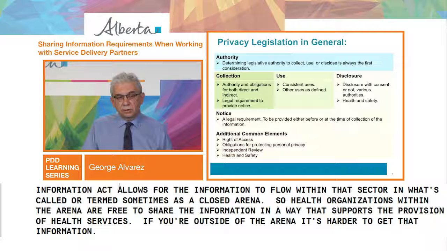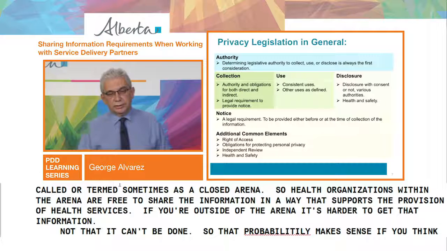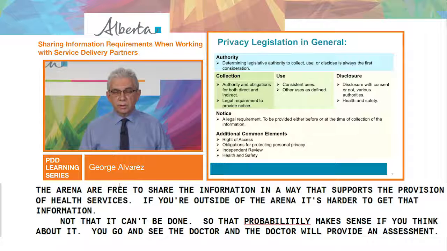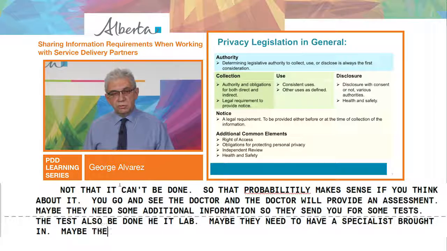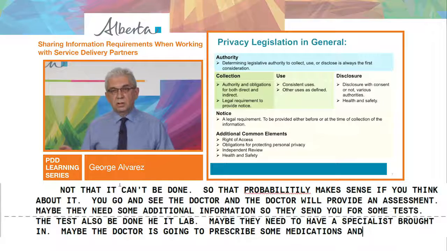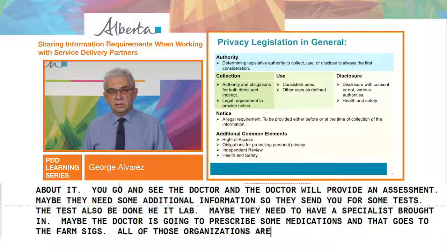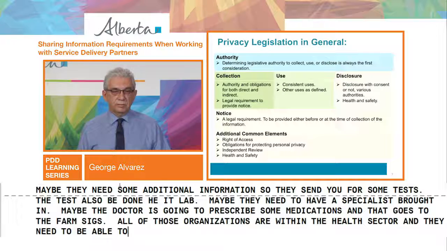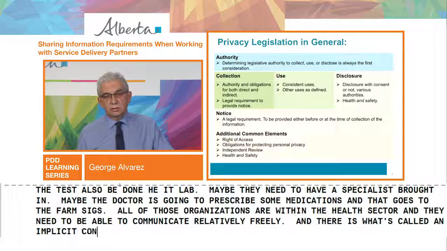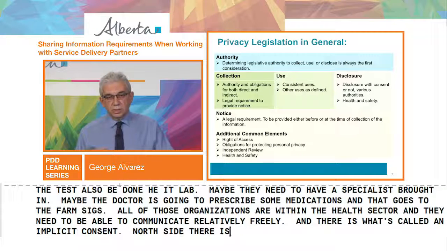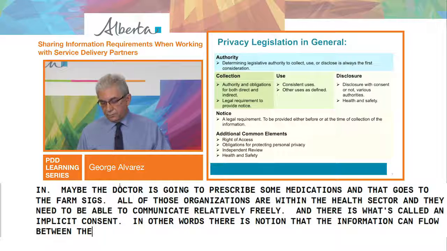You go and see your doctor, and the doctor is going to provide an assessment. Maybe they need some additional information, so they'll send you for some tests. The tests are going to be done at the lab, maybe they need to have a specialist brought in. Maybe the doctor is going to prescribe some medications, and that goes to the pharmacist. All of those organizations are within the health sector, and they need to be able to communicate relatively freely. And there is what's called an implicit consent. In other words, there is the notion that the information can flow between those organizations in order to provide you with the services that you require.